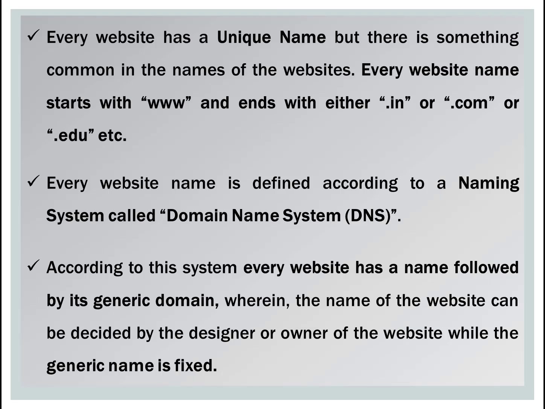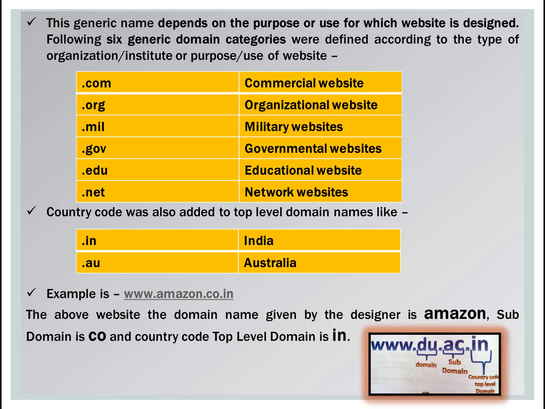According to this system, every website has a name followed by its generic domain, wherein the name of the website can be decided by the designer or owner of the website, while the generic name is fixed. This generic name depends on the purpose or use for which the website is designed. The following 6 generic domain categories were defined according to the type of organization or institution or purpose or use of the website. Like .com, it is used for commercial websites.